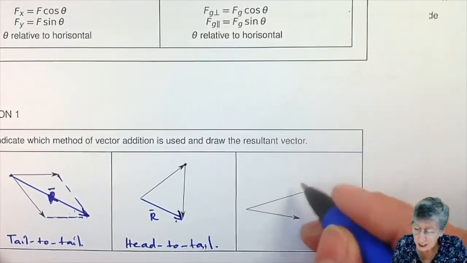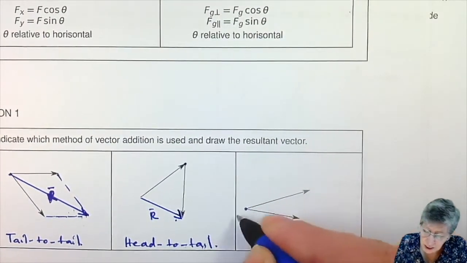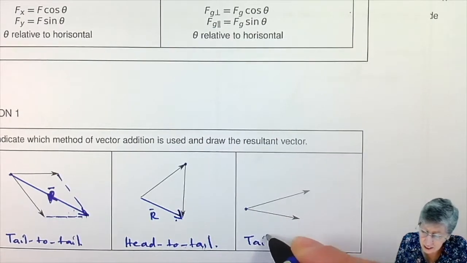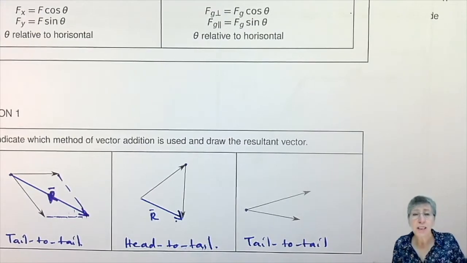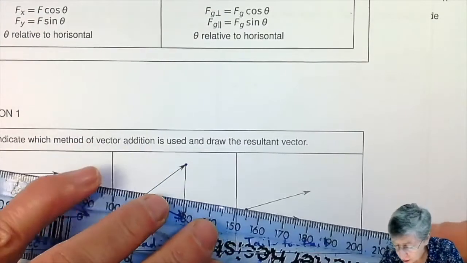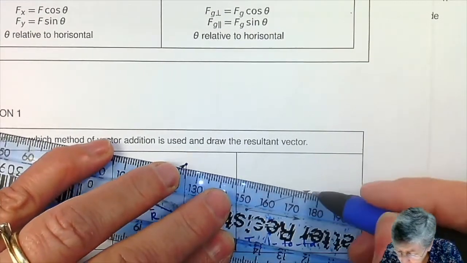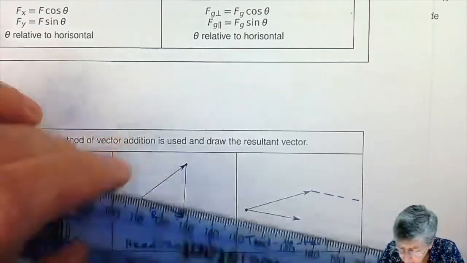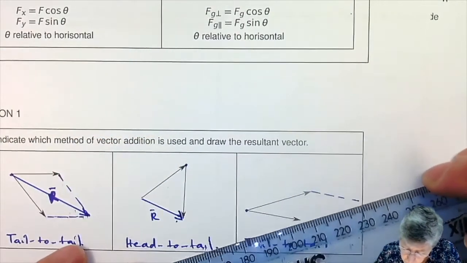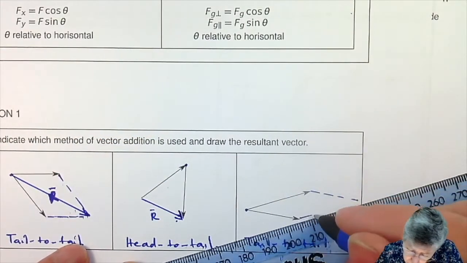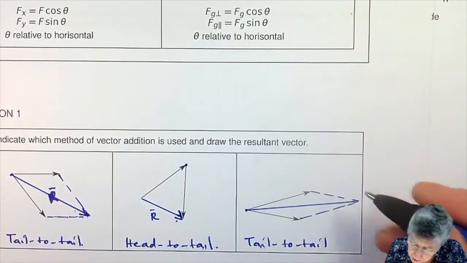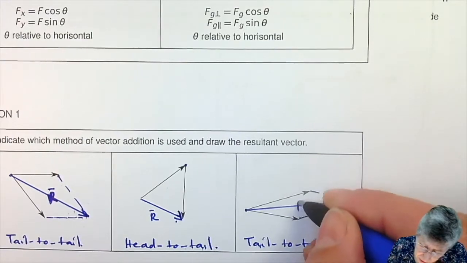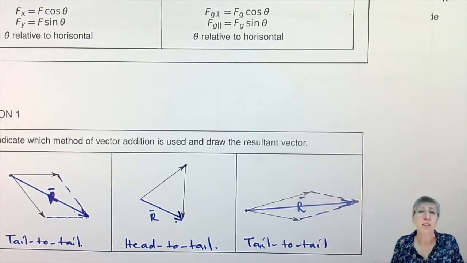Right, here once again, if you look there, you will see tail and tail, so this is tail to tail. And for tail to tail, I need to complete the parallelogram. So I'm taking this one, repeating on the other side. I'm taking this one and repeating on the other side. And then the resultant is the single one that is the diagonal. Right, so there I've got my resultant.